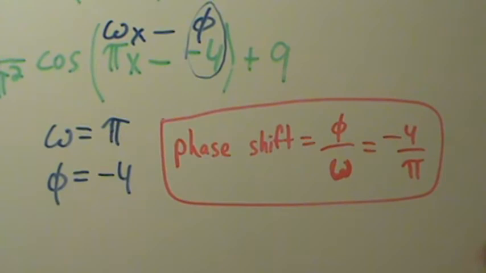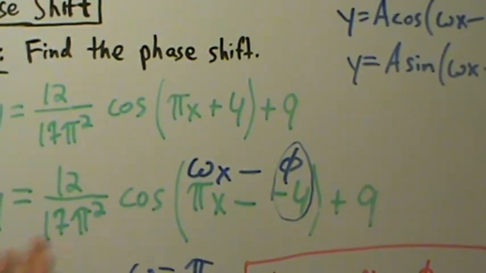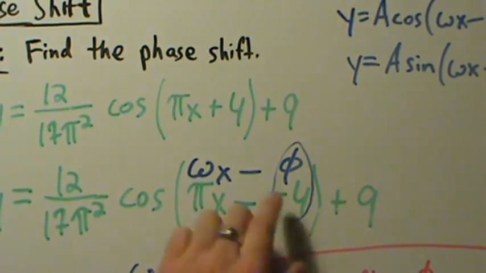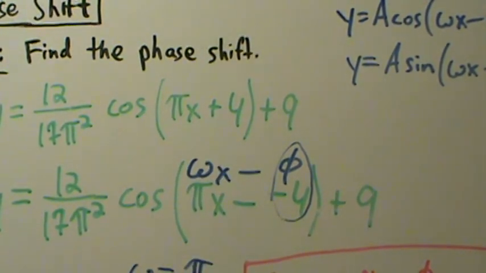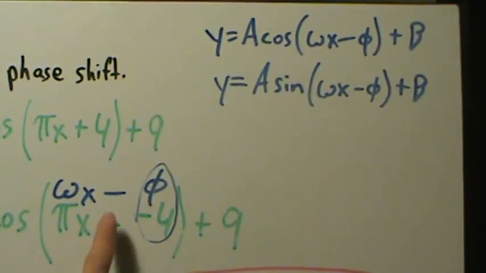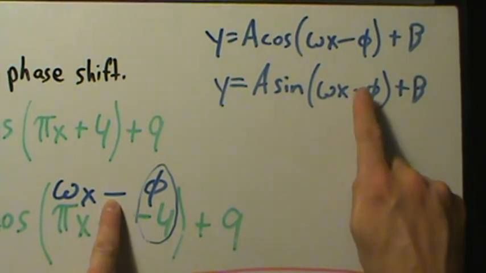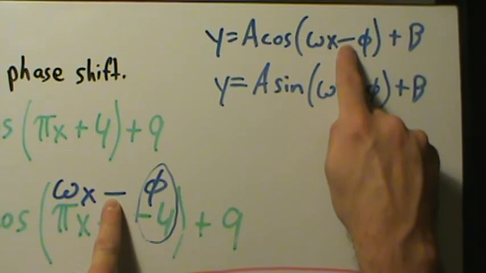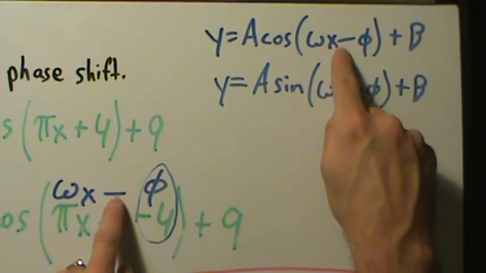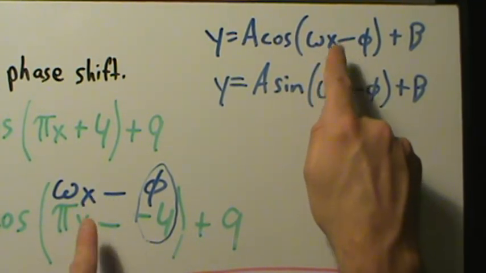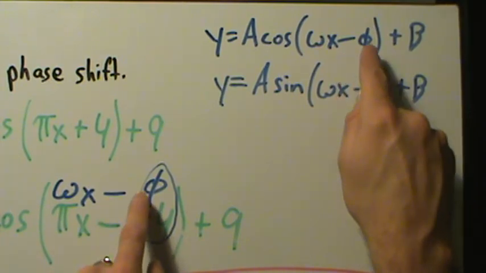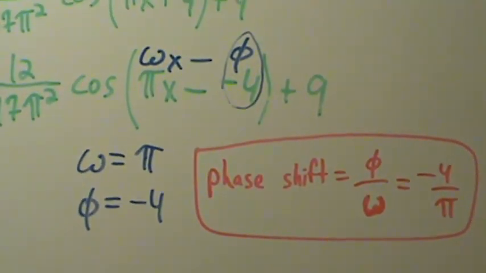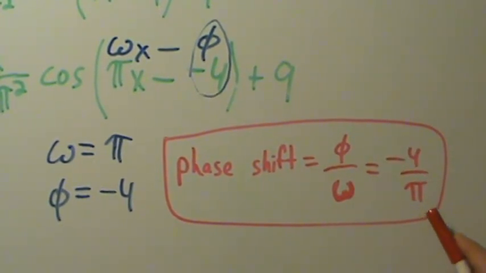Okay, so again, the main point here was if you have a plus in the middle, you want to rewrite it so that you have minus negative to take care of that plus. The reason you want to do that is because you want to get this minus sign here. Actually we're dealing with cosine, but it doesn't matter. This minus sign and this minus sign are really the same thing. So you have omega x, pi x, minus phi, and phi in this case was negative 4. Okay, so again, that's example 3, and the answer was negative 4 over pi for the phase shift.